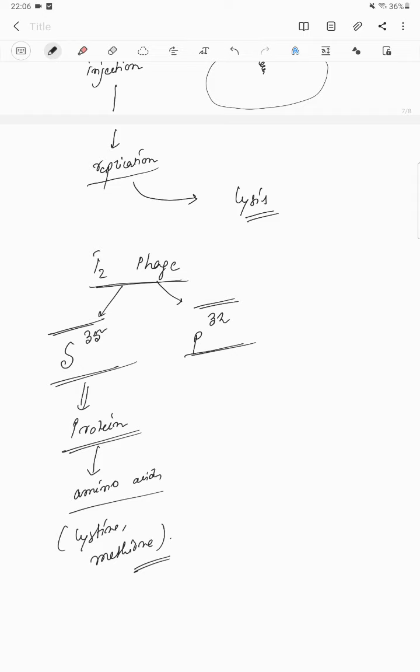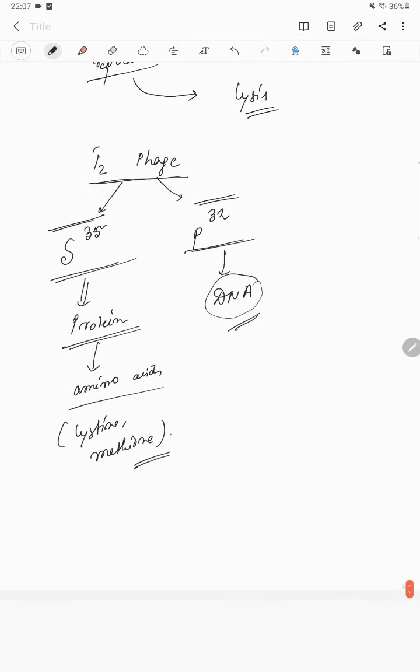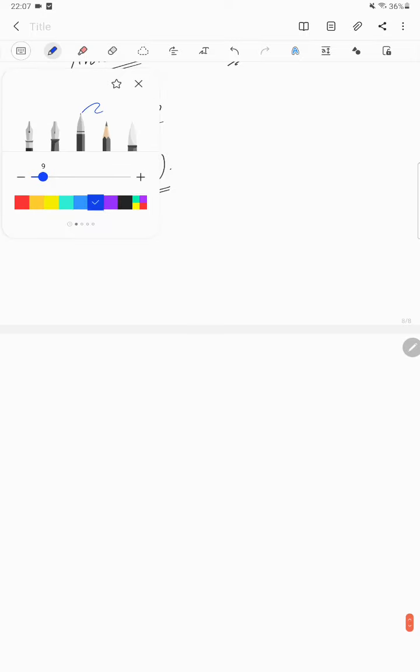And where will the phosphorus 32 be present? We know that phosphorus is present in DNA, so this P32 is going to be present in the DNA. So appreciate the fact that sulfur 35, that is radioactive sulfur, is present in protein and phosphorus 32 is present in DNA. Now let us move to the actual step that the scientists perform.